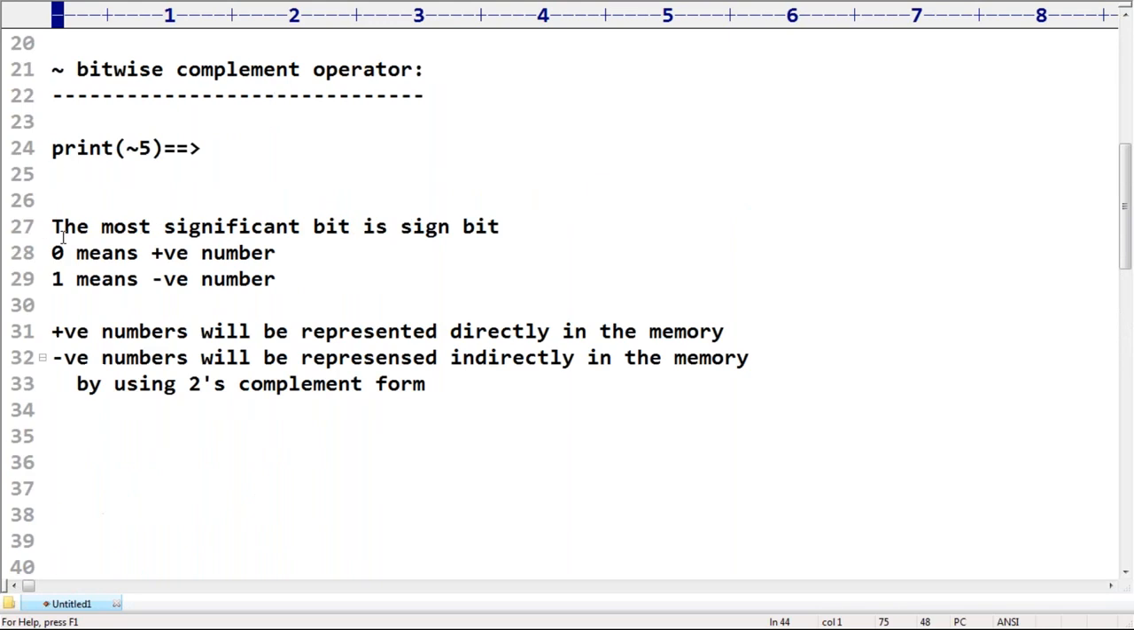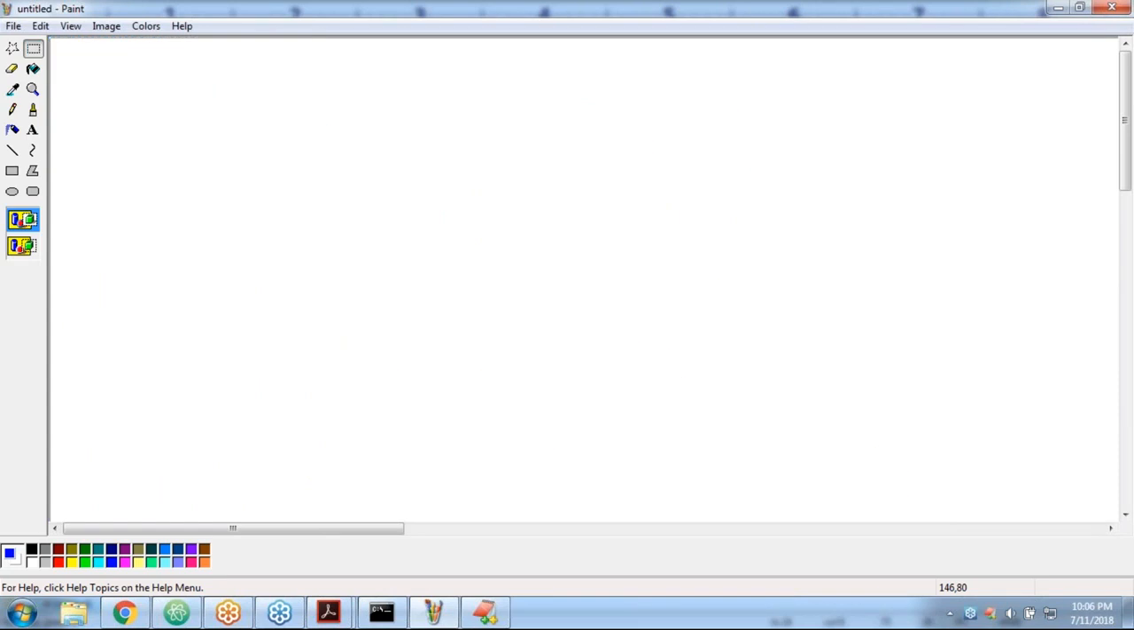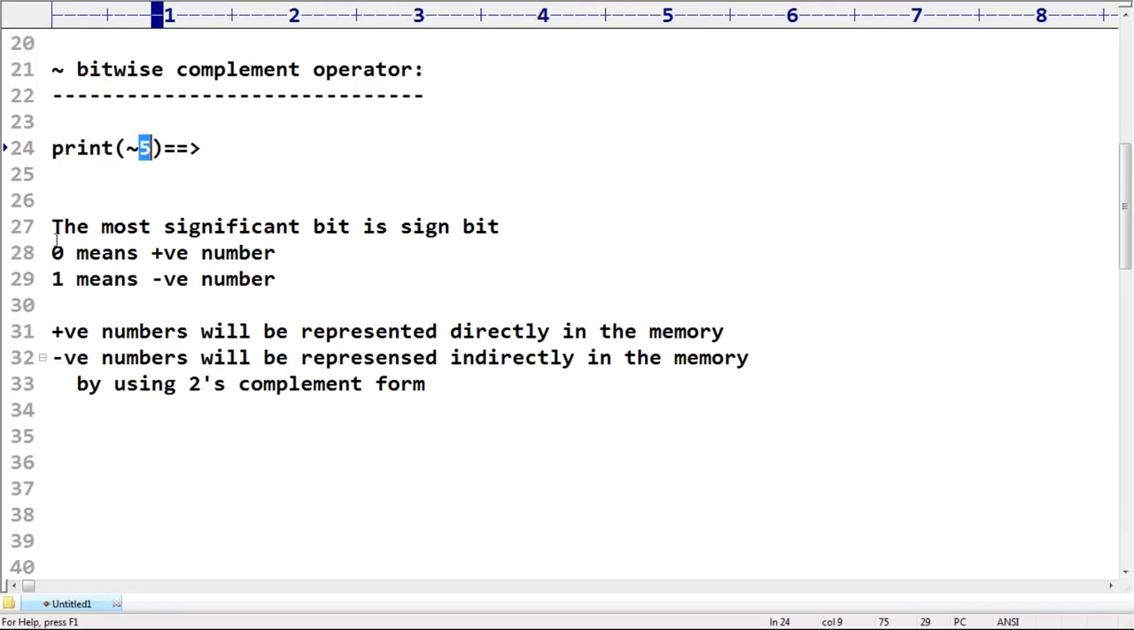Now my question is, observe carefully. We have to find the negation of 5. First, how to represent 5? This is very important for me. Can you please tell, is 5 a positive number or a negative number? Please respond. Normal 5, is it positive or negative? Positive number. If it is a positive number, the most significant bit is 0, because 0 means positive number.